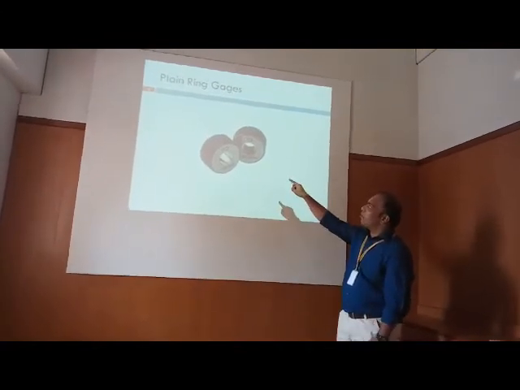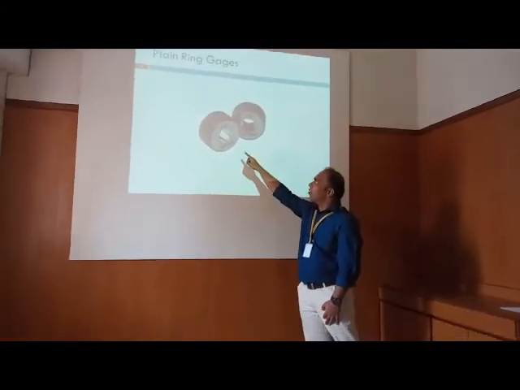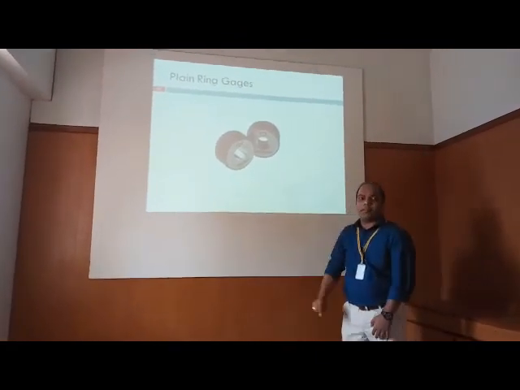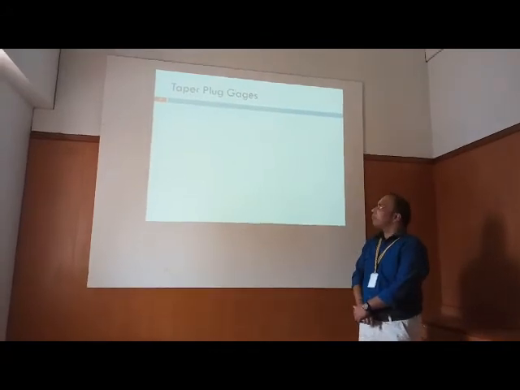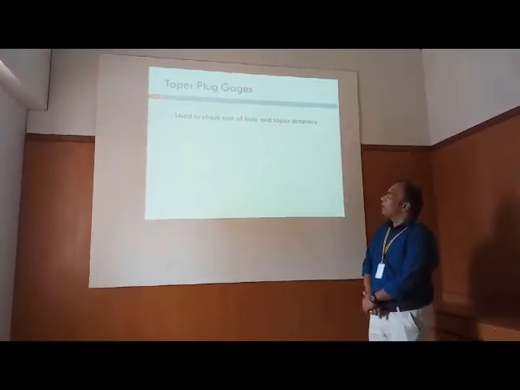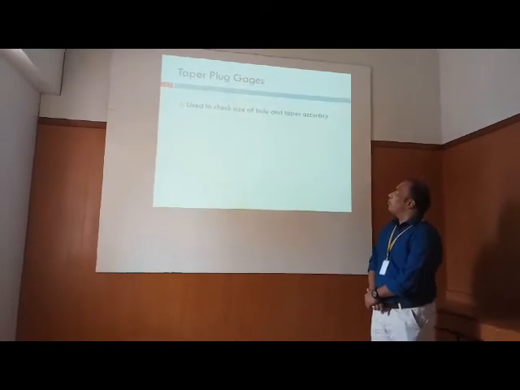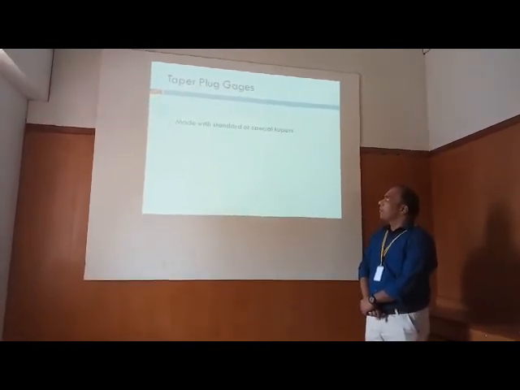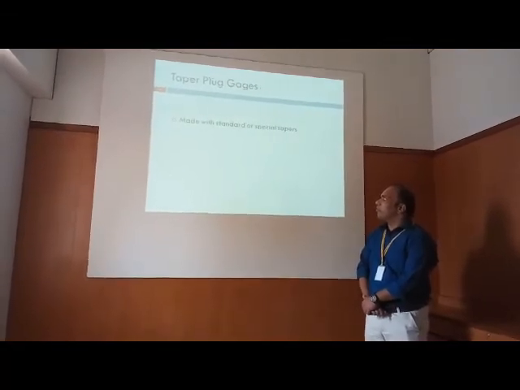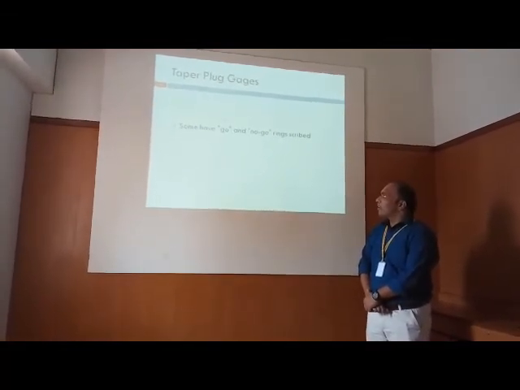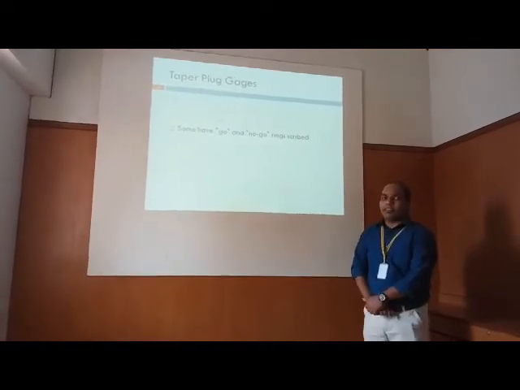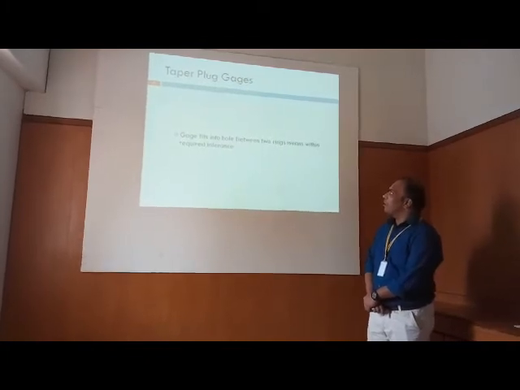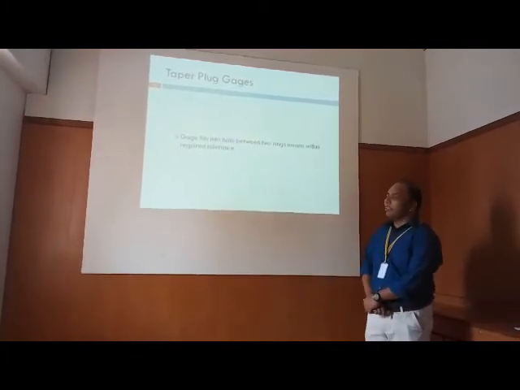Now this is an example of a plain ring gauge where the inside hole will be used for checking shafts of different diameters. Next, the taper plug gauge is used to check the size of the hole and taper accuracy. It is made with standard or special tapers. Some have go and no go rings prescribed onto them. If the gauge fits into the hole between two rings, it is within the required tolerance.